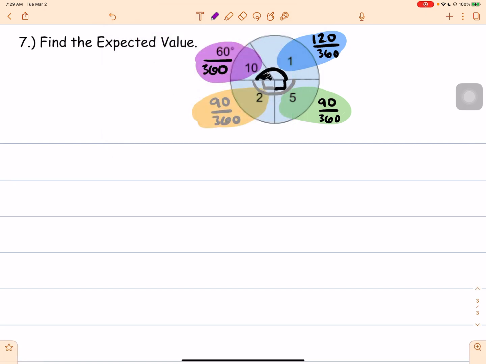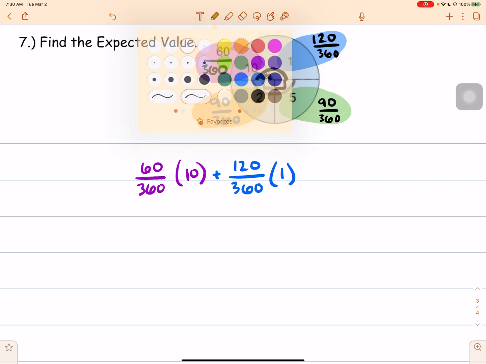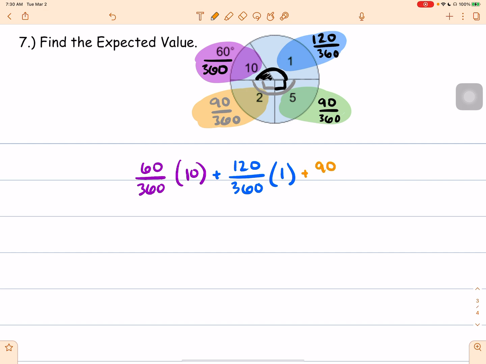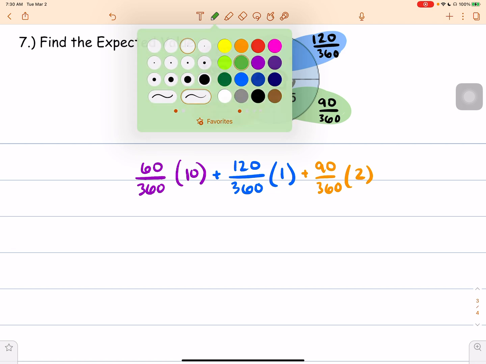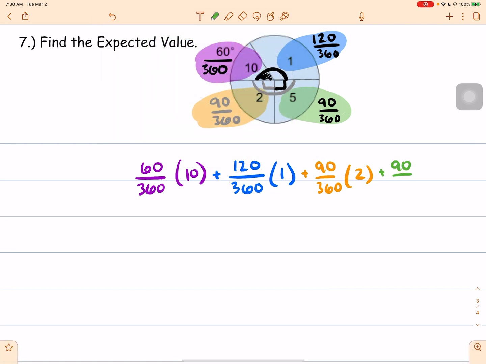So here we have 60 over 360 times 10. And then we'll do the blue one next, plus, it doesn't really matter at all what you do next, but plus 120 over 360 times 1, plus 90 over 360 times 2, plus 90 over 360 times 5.